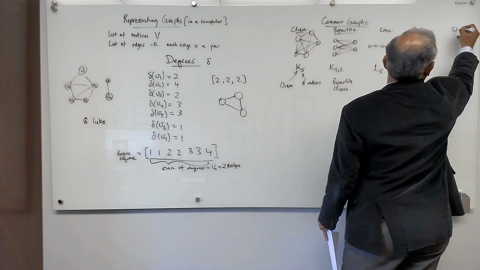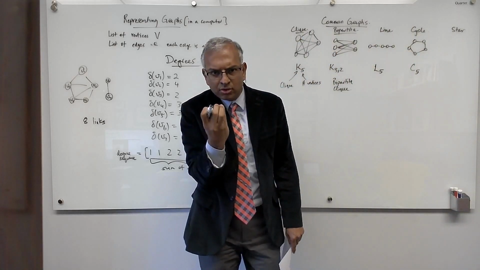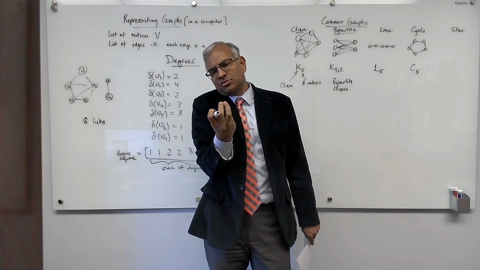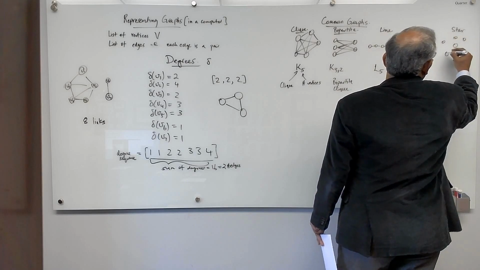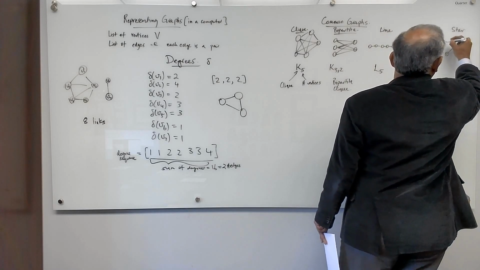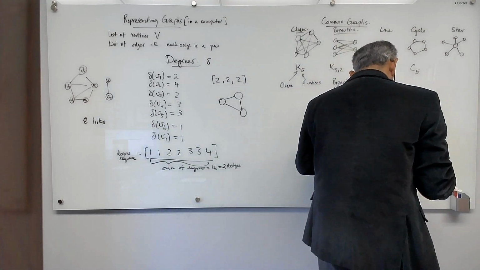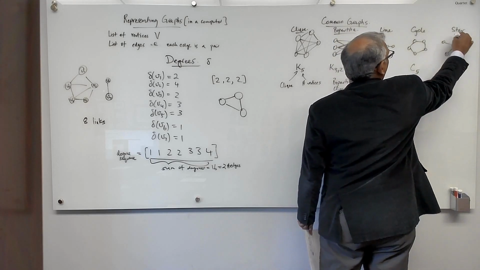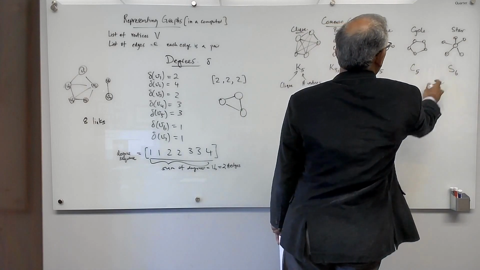And the star. The star is where you have a central node, and everyone connects to that central node, and nobody else connects to each other. So that central node is some kind of a hub. A star looks like this. There's your central node, and everybody else is connected on the outside. We call this the star on 6 vertices. So there are 5 peripheral vertices and 1 central vertex.